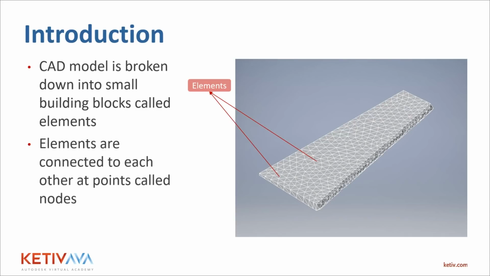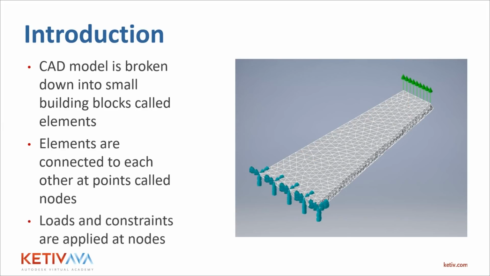Now, these elements are connected to each other at points called nodes. And it is at these nodes that the loads and constraints of any kind, whether they be structural or thermal, get applied. Now, why is there such a big focus on elements and mesh? Why is the type of mesh and the size of mesh important?